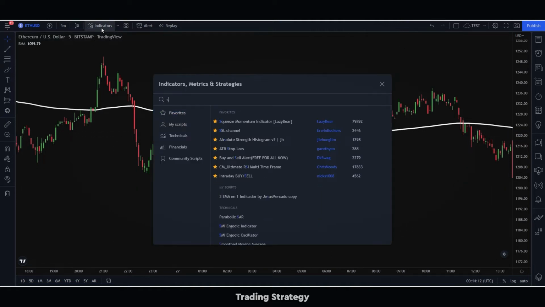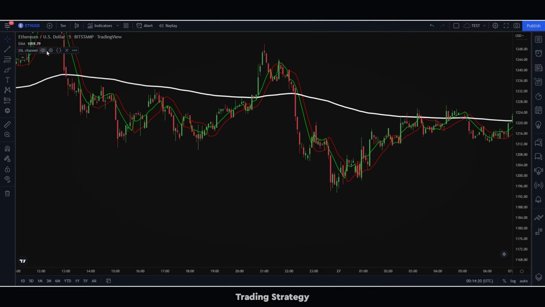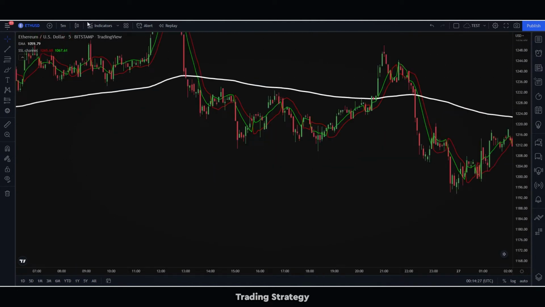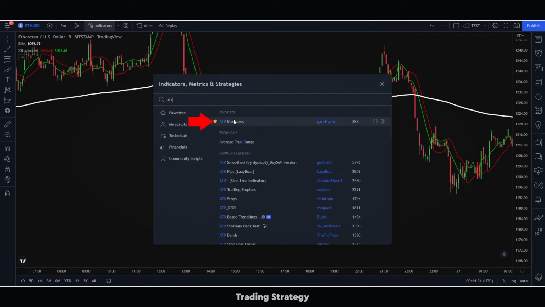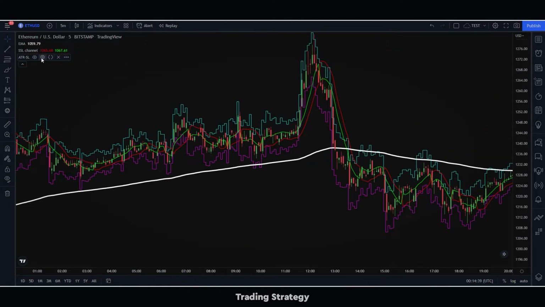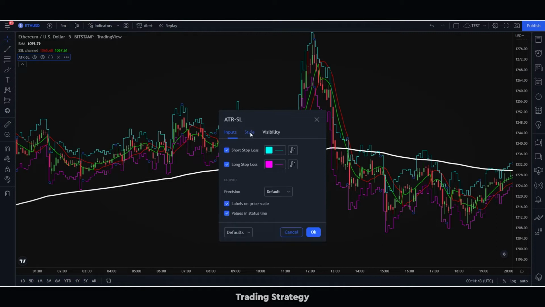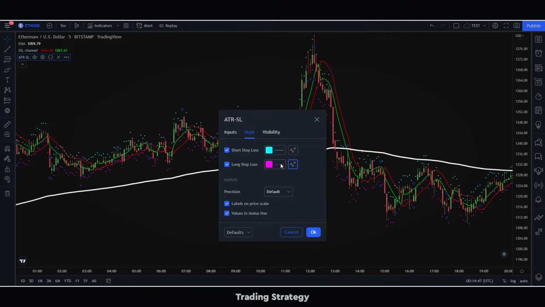The second indicator that we will have to select will be the SSL channel. We will leave this indicator with the parameters that come by default. Finally, we will select the ATR stop loss indicator. We will configure this indicator with the parameter of 1.1, and we will change the line type to white dots. We will use this indicator to know where to place our stop loss.